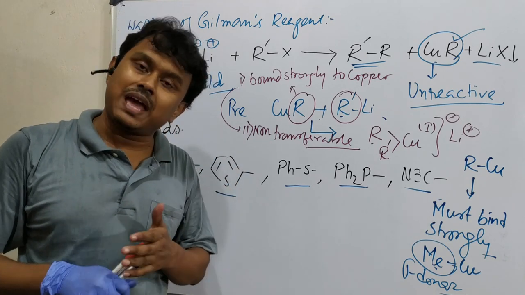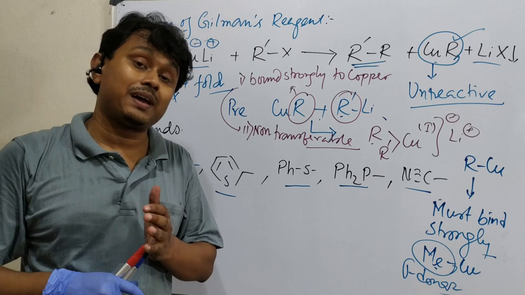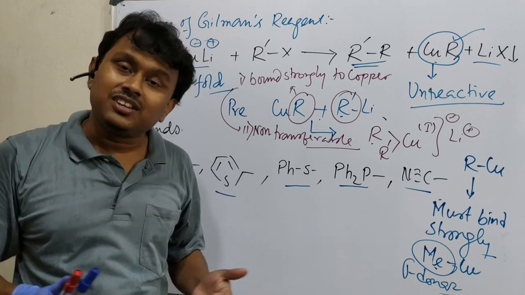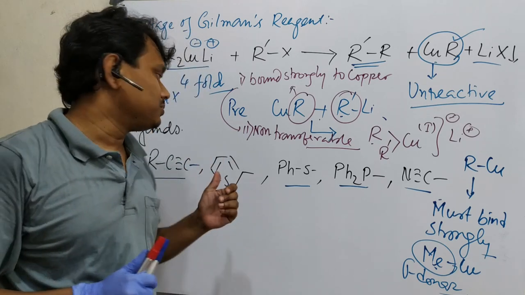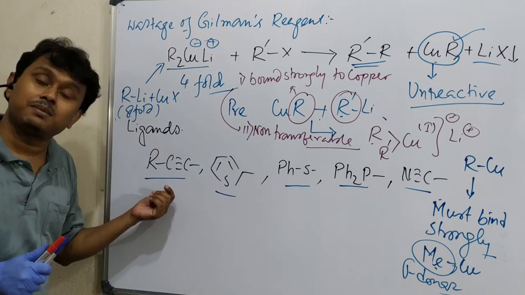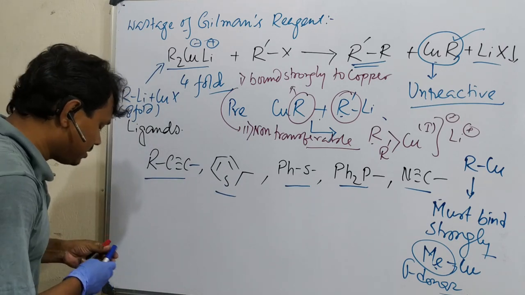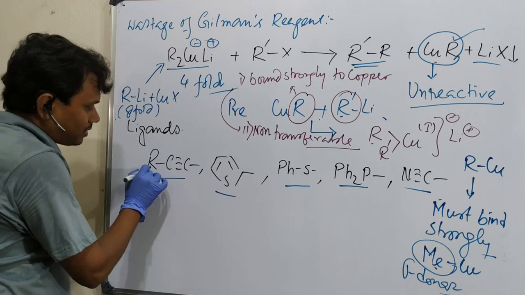Another piece of information: copper and silver react with terminal acetylene to prepare acetylide. It's a very facile reaction. So that concept is utilized, and for that reason acetylide is a better choice. So what do we mean? For example, you can prepare a terminal acetylide.